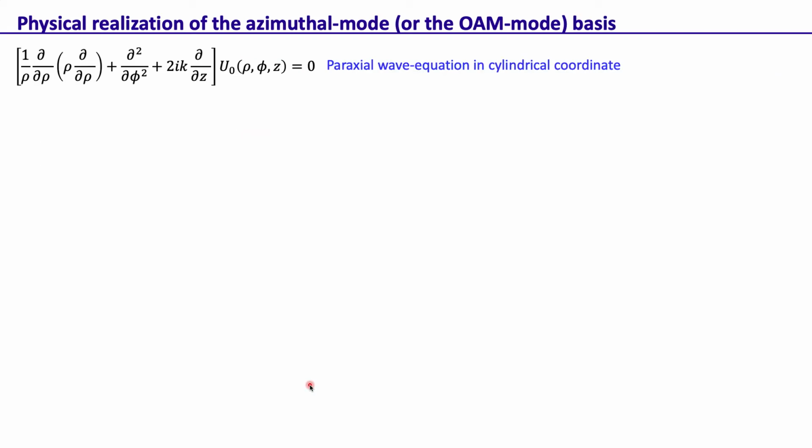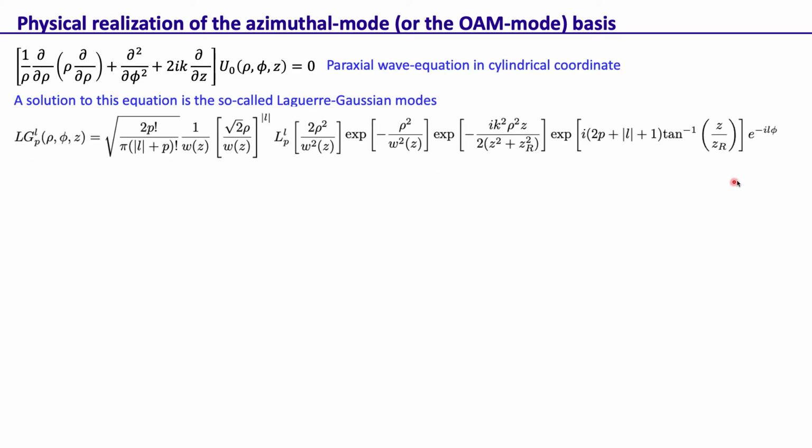Now, without going through the detail of how to solve this equation, I will give some references where this has been solved. But that's a paraxial wave equation in cylindrical coordinate, and one of the solutions to this equation is the so-called Laguerre-Gaussian solution, or Laguerre-Gaussian modes. These Laguerre-Gaussian modes look like this. Lg stands for Laguerre-Gaussian, and this is a function of rho, phi and z, and this has this functional form, and this Lg rho phi z satisfies this paraxial wave equation.